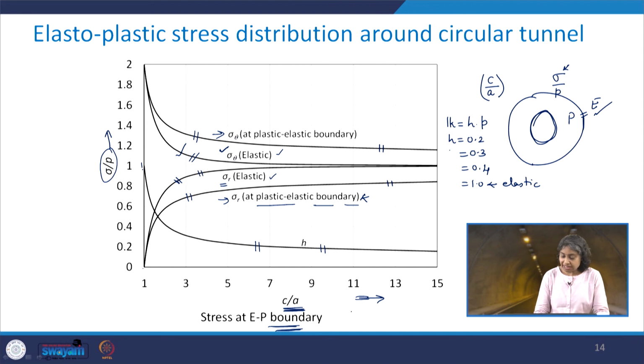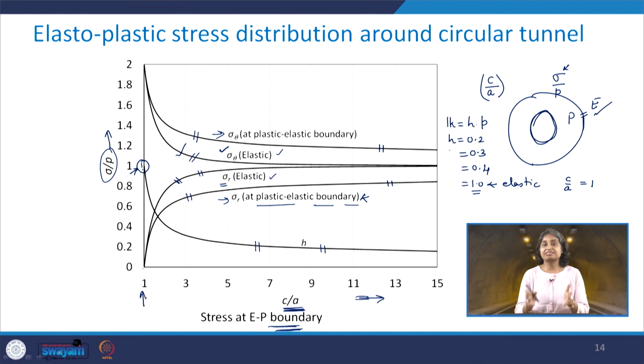So, let us say that we have this elastic situation. In that case, C by A will be equal to what? It is going to be equal to 1. So, that is what is seen here. You see, it is the value of H which is equal to 1, and here C by A equals 1, because in this case the radius of the elastoplastic boundary becomes equal to the radius of the circular tunnel.